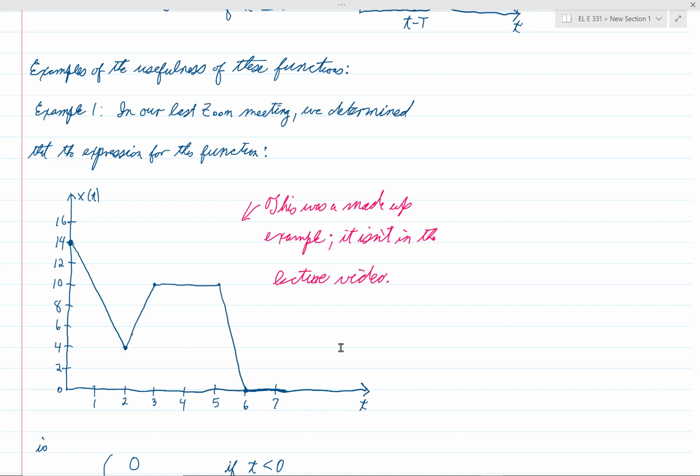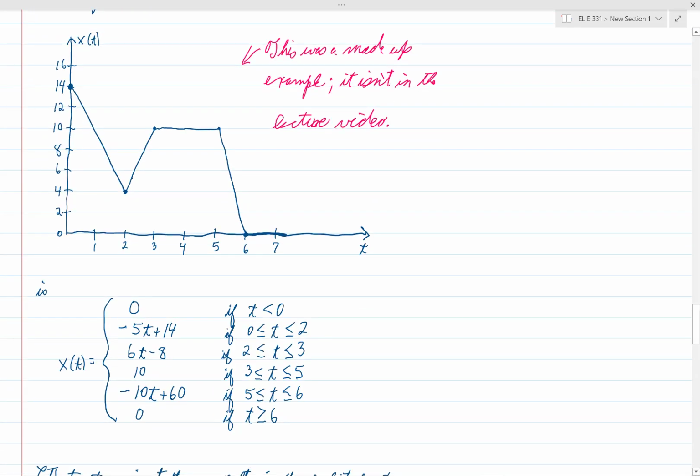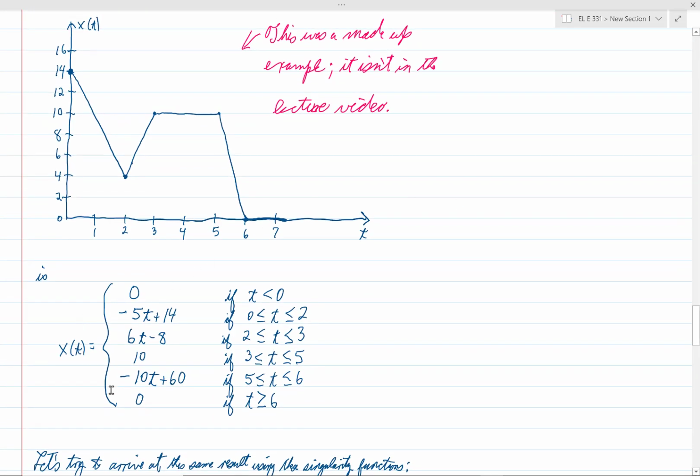But anyway, using the method that we discussed in lecture video 1, we came up with this answer as the expression for this function. And we checked it and were convinced that it was correct. But now I want to show you that if you're very careful, you can use these functions u of t and r of t to come up with the same answer in a different way. So let me show you how this would go.